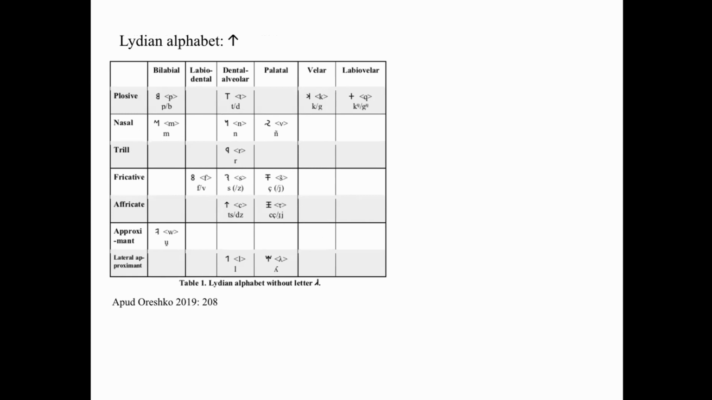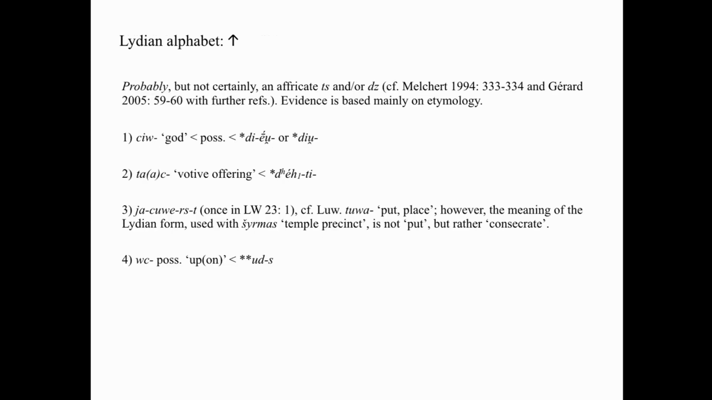So in Lydian we do have the same arrow-like sign, and in fact one thought that it might also be an affricate. So the evidence is arguably very slim. We do have these four cases, which is basically exclusively etymological considerations. Well, it is clear that it's probably not too far from dental, but what sort of dental is much more difficult to say.